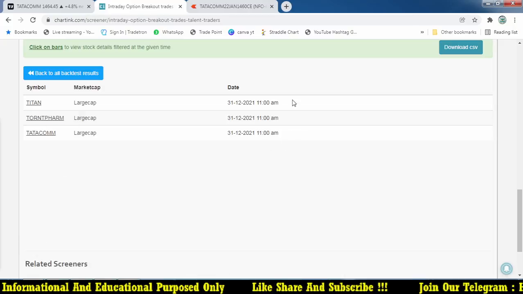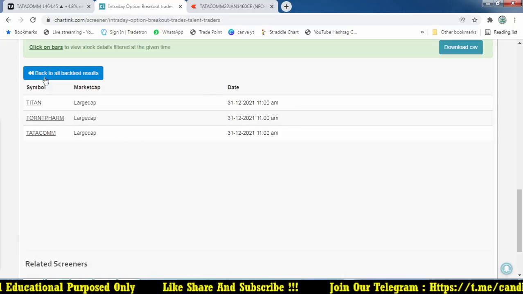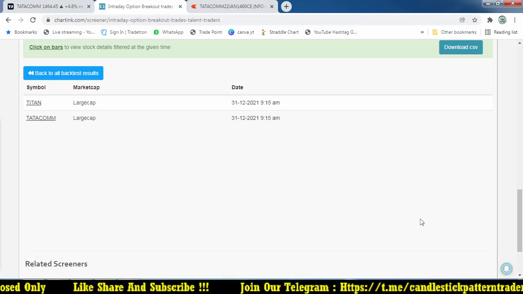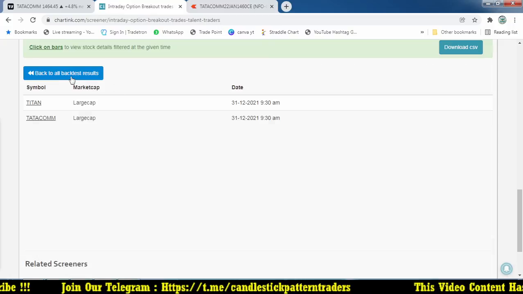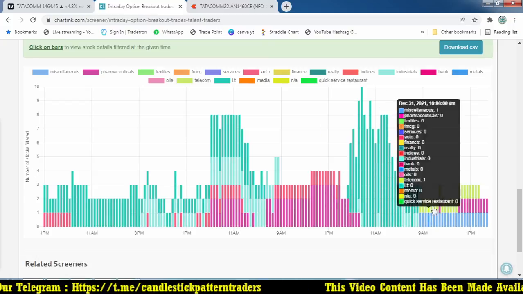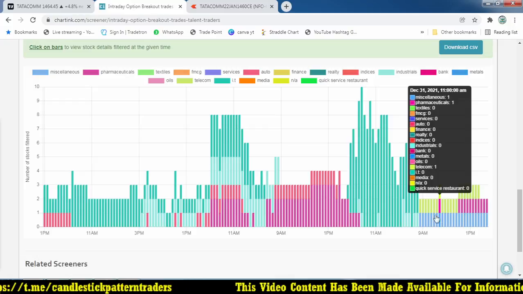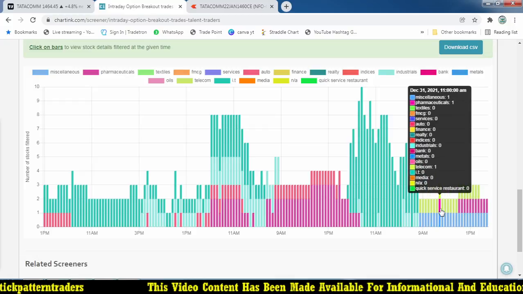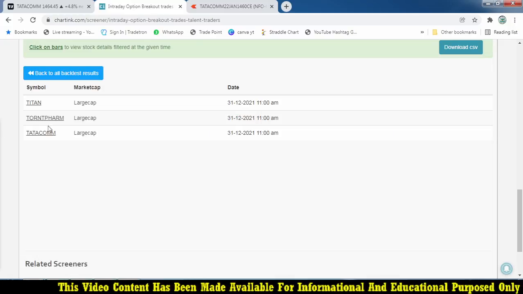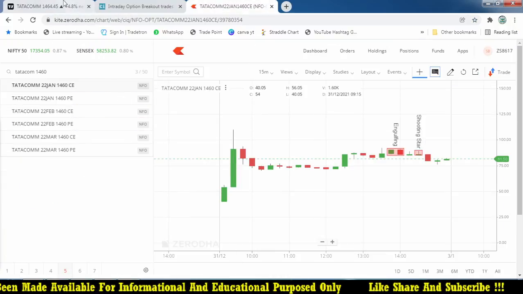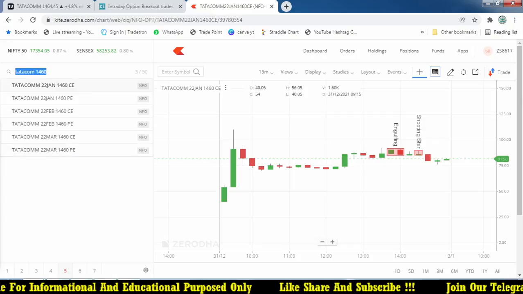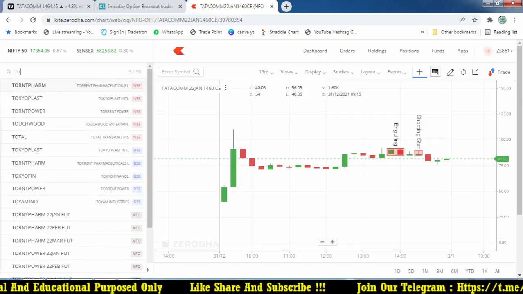So whenever you see Titan around 11 o'clock, don't go for that, because the first candle only had Titan and Tata Communication, and after that they keep on moving. That's why the stock is trading the same as printed on the screen. And the third, around 11 o'clock, we got Torrent Pharma. We are not going to focus on it at the start. Torrent Pharma we should take only at the 11 o'clock closing price.